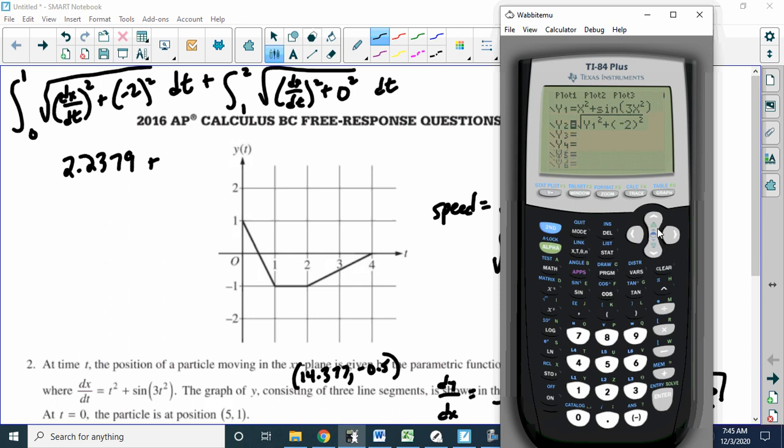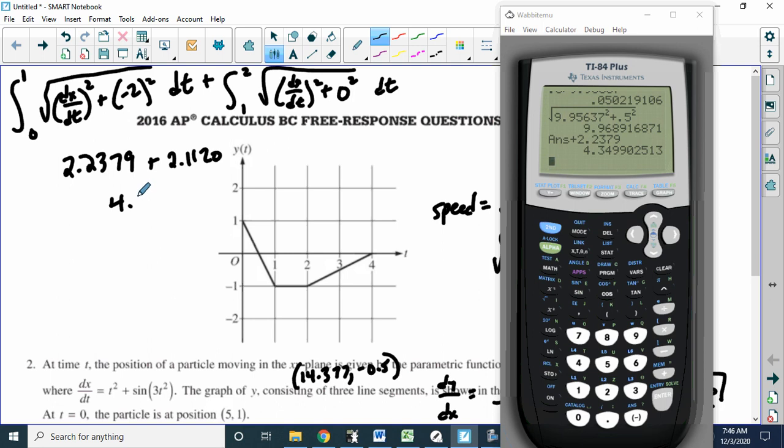We want to do the same thing, but dy/dt is 0 and integrate from 1 to 2. And then add them together. 2.1120 plus the one we had before, 2.2379. Gives us a total distance traveled of 4.350 units.